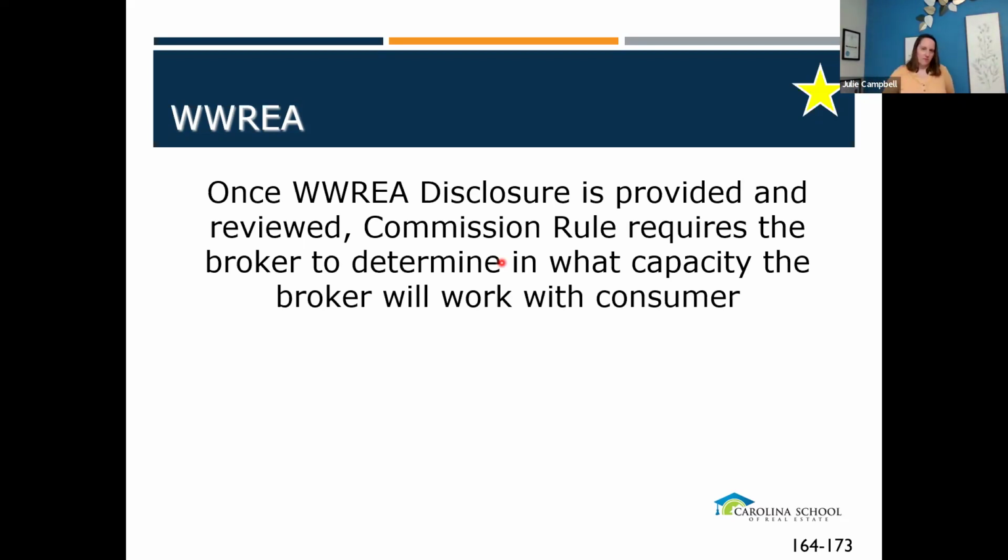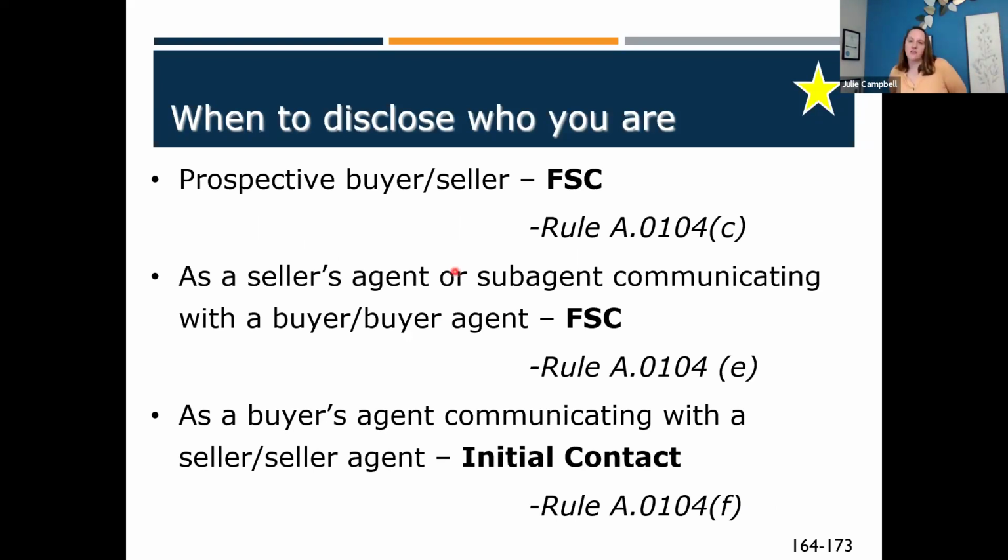For the most part, we disclose our status at first substantial contact. And here's a couple of commission rules, well, actually, it's all Commission Rule 58A.0104, which is the one I asked you guys to read, the only commission rule I asked you guys to read. When you're talking to a prospective buyer or seller, we have this duty to disclose who we are at first substantial contact. If you have already been hired as a seller's agent, or you are acting as a sub-agent and you're communicating with the buyer for the first time, we have a duty to disclose.